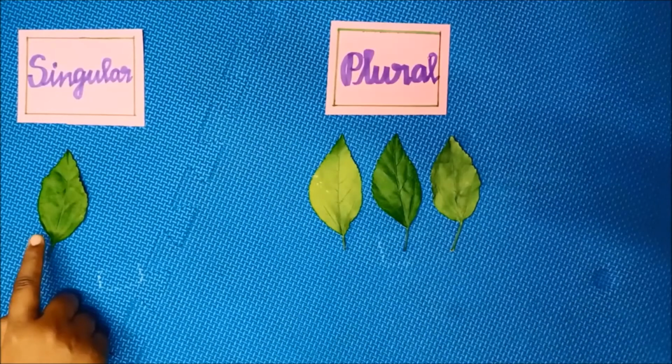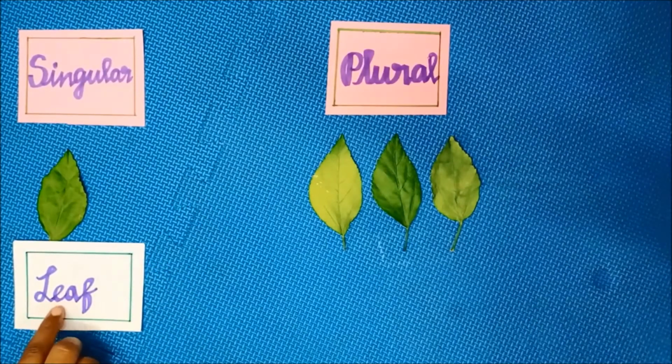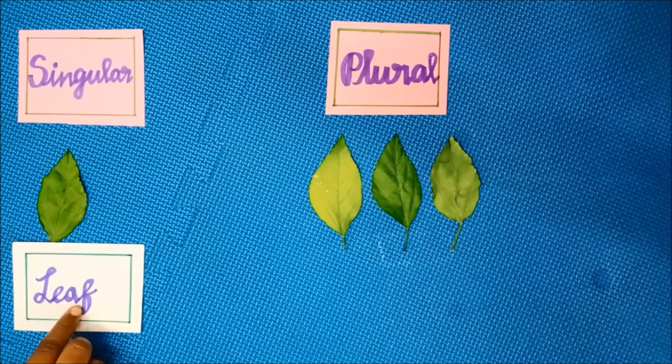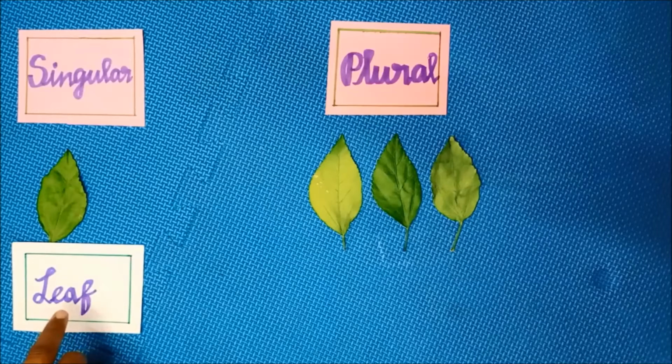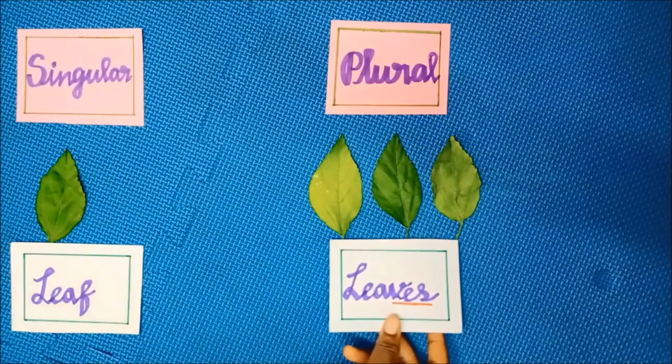Children, look at the next thing. What is it? It is a leaf. See the spelling for leaf? L-E-A-F. Leaf. So, leaf ends with the letter F. If the singular noun ends with F or F-E, what do you have to do? You have to remove the F and you have to add V-E-S. So, the plural form of leaf is leaves.